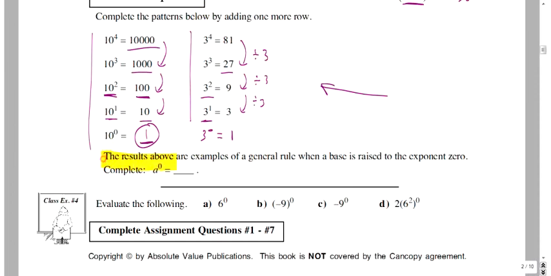The results above give a general rule: when a base a is raised to the exponent of 0, I don't care what a is, anything to the 0 power is 1. Okay? So 6 to the 0 is 1. Negative 9 to the 0. Is that like negative 1?